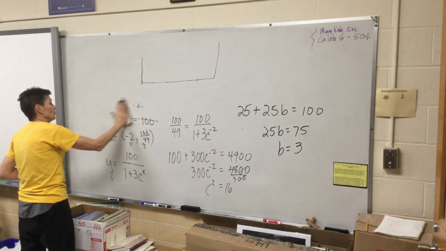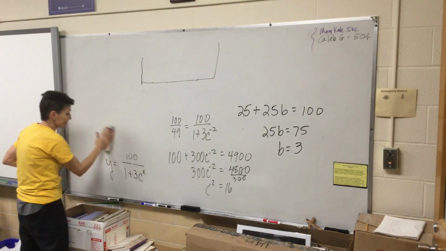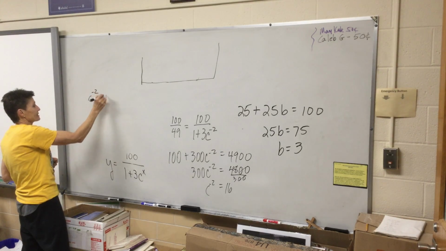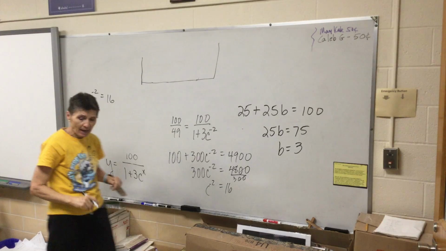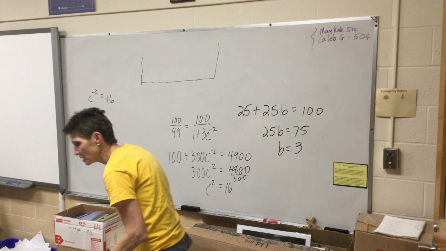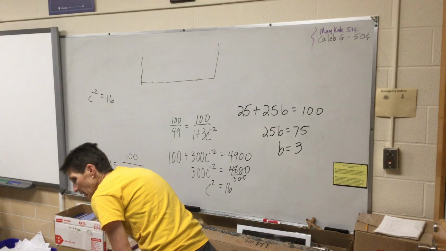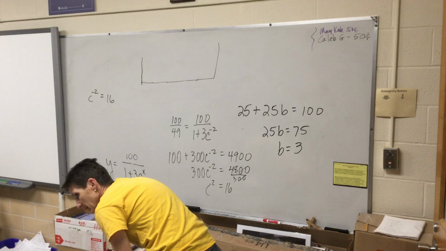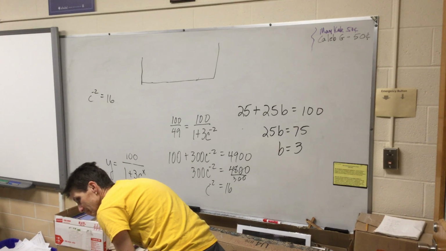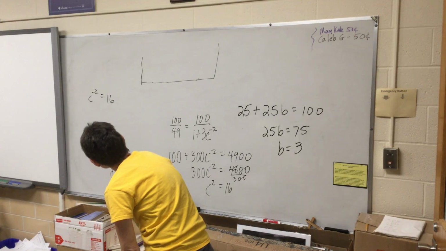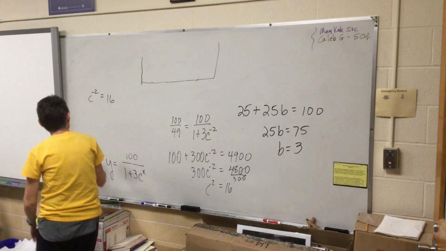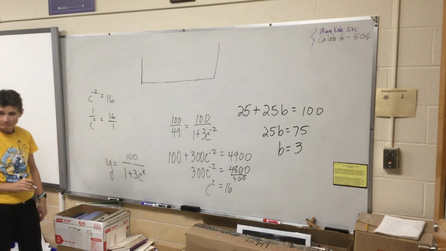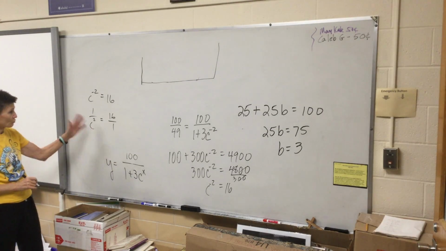Now what am I going to do with that? C to the negative second is 16. How can I solve that? You got some options. What's your idea? Who has an idea? Caleb Grossi, got an idea? Make c to the negative second 1 over c squared. Beautiful. So 1 over c squared equals 16 over 1. I can just cross multiply.